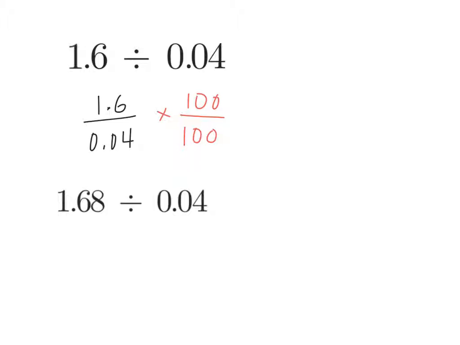So let's multiply. What's 1.6 times 100? 160. Good. What's 0.04 times 100? 4. So I have 160 over 4. Can I simplify that? Yeah. What's 16 divided by 4? 4. So what's 160 divided by 4? 40. So what's 1.6 divided by 0.04? 40. Very good.